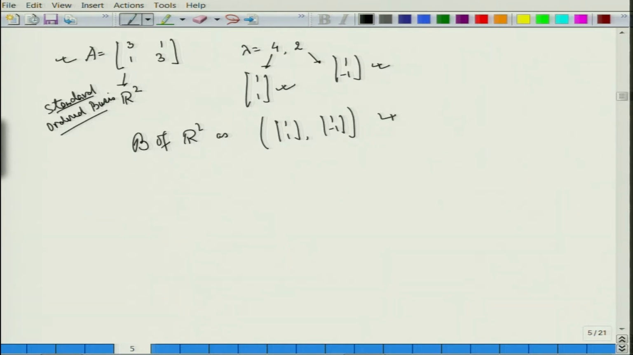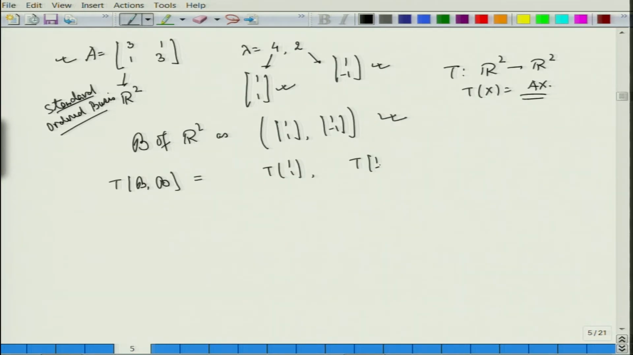If I take this as my ordered basis, then I can define my operator T from R2 to R2 by T of x is equal to Ax. And now if I want to look at the matrix of T with respect to this basis B and B, then recall that I need to compute T of (1, 1) and T of (1, -1), and this has to be evaluated with respect to the ordered basis B. So, this is my matrix T_BB, fine.